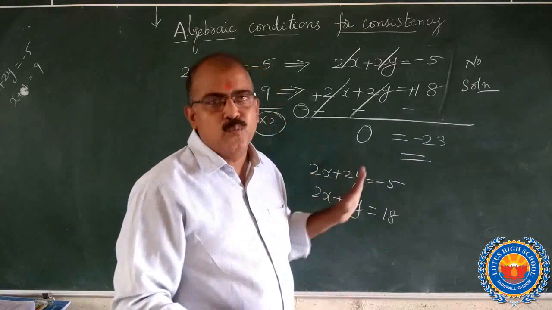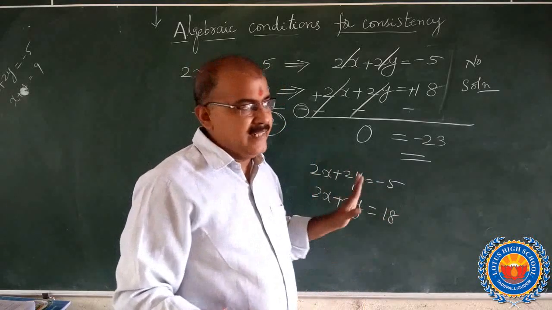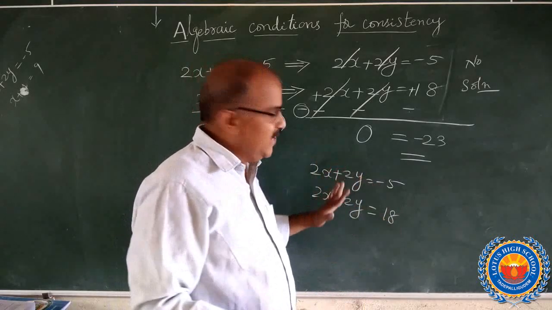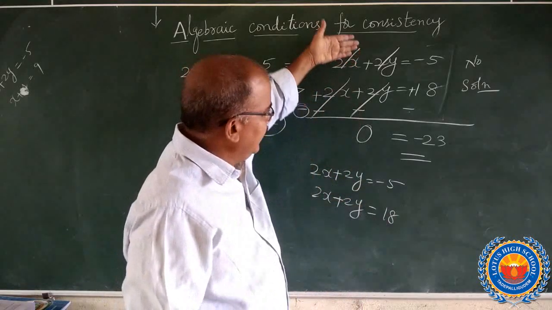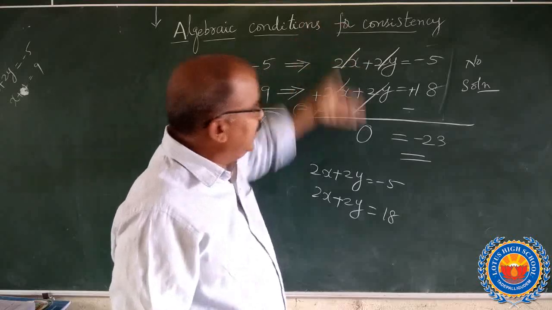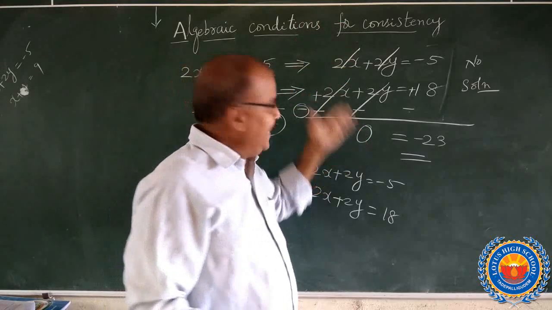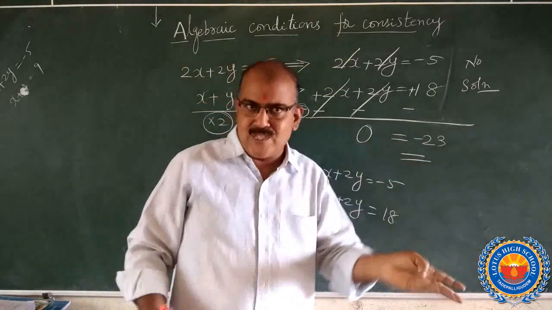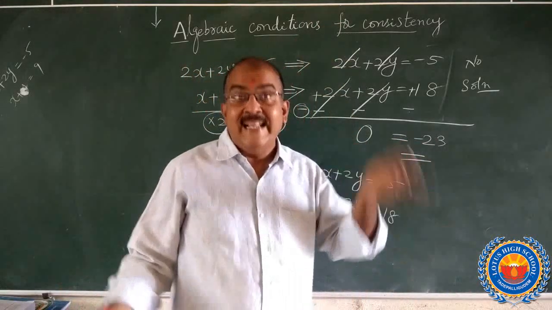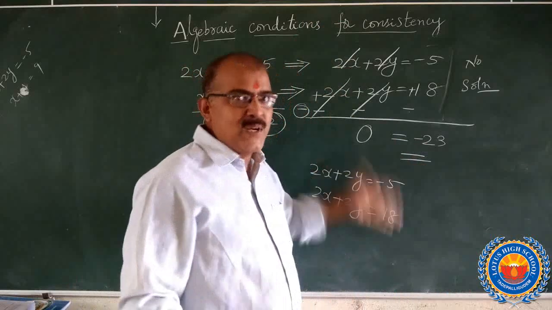This is impossible. That's what I said. Those equations do not have any solution. Here I applied the elimination method, and even then I got this answer. You see, I did not get the x value, and I did not get the y value. I should actually get x equal to something and y equal to something, but I did not get that. That's why this is a special condition.